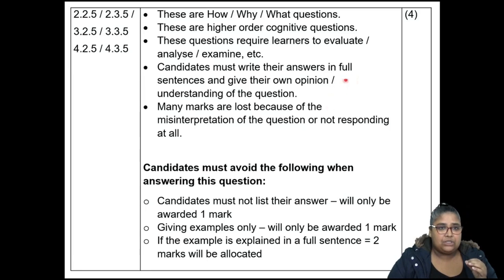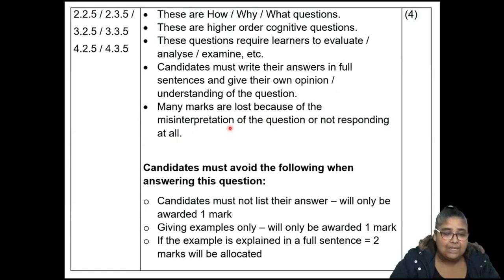But just highlighting that giving your own opinion must be based on economic facts, what you know as the definition. So we're just testing your understanding of those concepts that you know. So many marks are lost because of misinterpretation. You don't completely understand what is required of you. And so now you are answering wrong, giving the wrong answer, or learners leave the question blank so they don't respond to it at all.